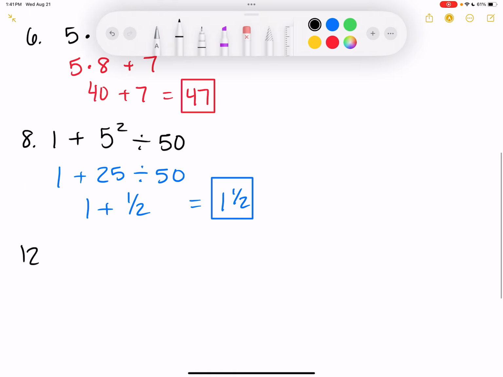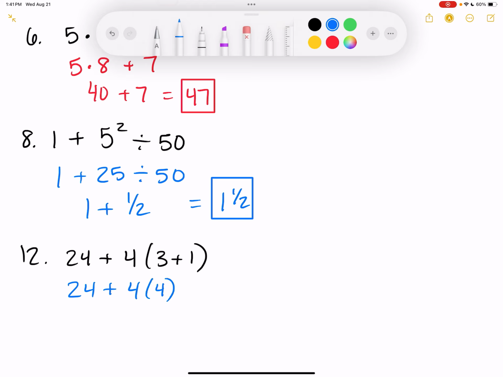Twelve. 24 plus 4 times 3 plus 1. What part of this one do I do first? The parentheses, which gives me what? 4. So 24 plus 4 times 4. Now what? 4 times 4. Which is? 16. So 24 plus 16 is? 40.